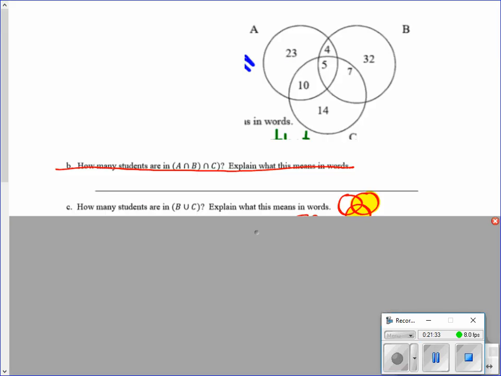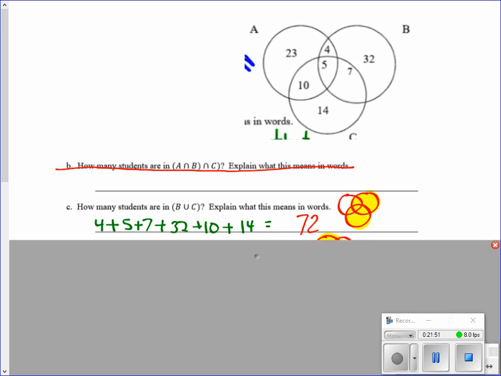All right. Well, it's continued on the next page, but it's that drawing from the previous page that they're talking about. It says, how many students are in B or C? Explain your answer. Okay, so go ahead and see if you can figure that. B or C. Put me on pause.